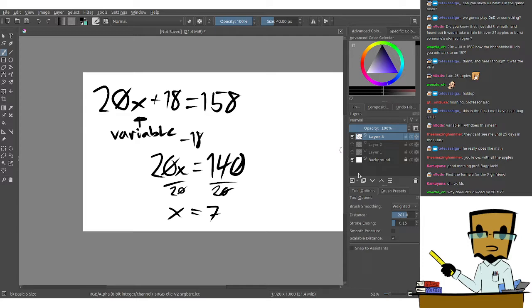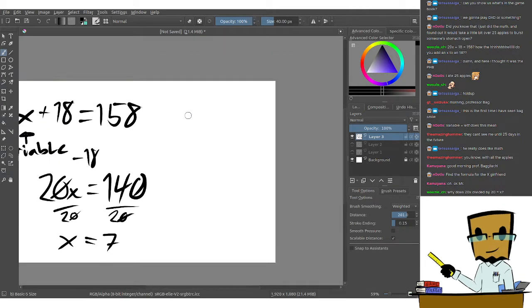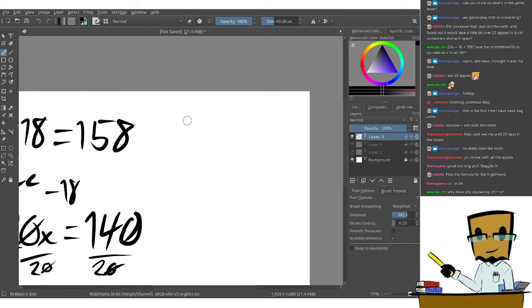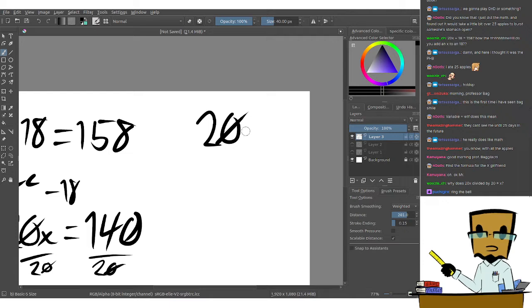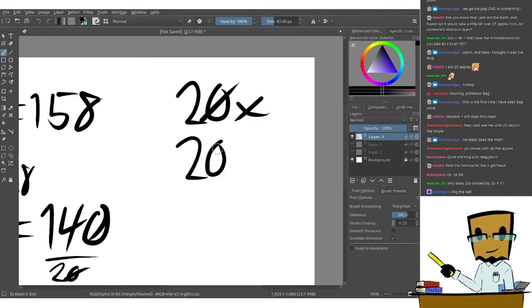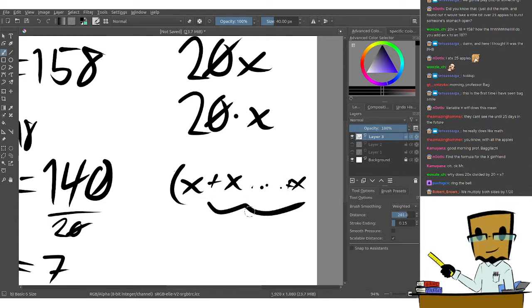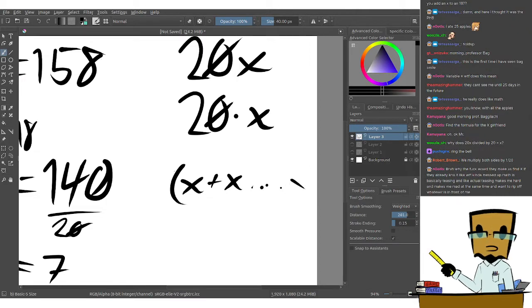What is 20x divided by 20 equals x? Because 20x, when you put a number next to a variable, an integer next to a variable, that term is short for 20 times x, or x plus x plus x, 20 times. There you go. As is all multiplication. Multiply both sides by 1 over 20. Same difference.